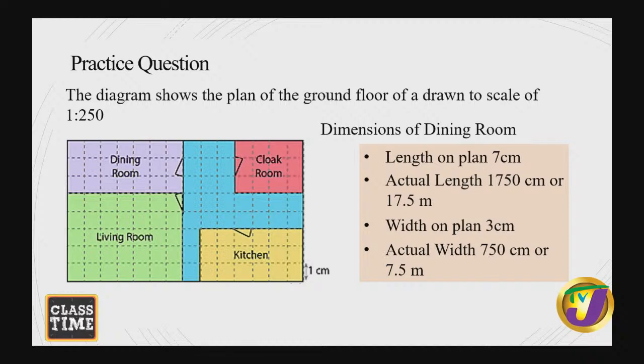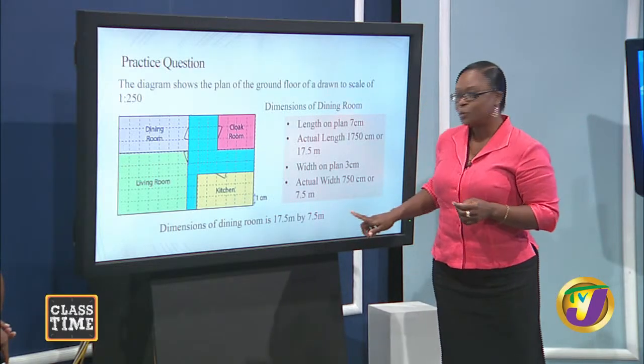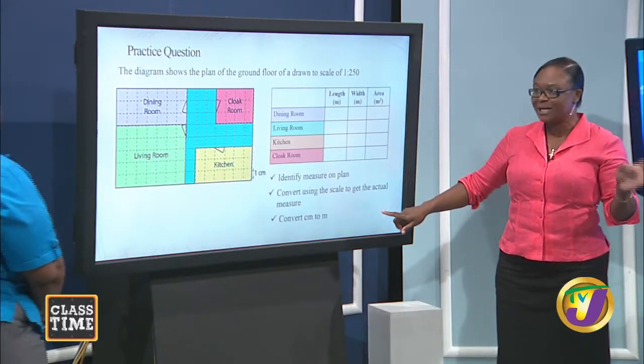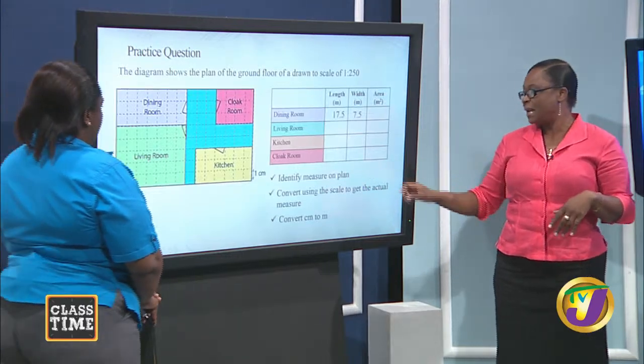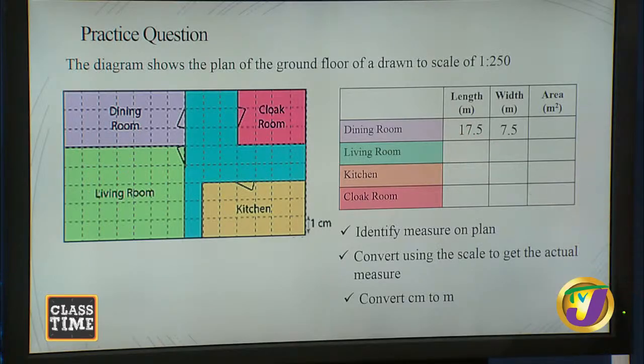We have that information, so we are ready now. Complete our table. To complete the table, using the strategy that we just had, we identified the measure on the plan. We converted using the scale to get the actual distance, and then we converted centimeters to meters. And of course, this is the measure that we got for the dining room.